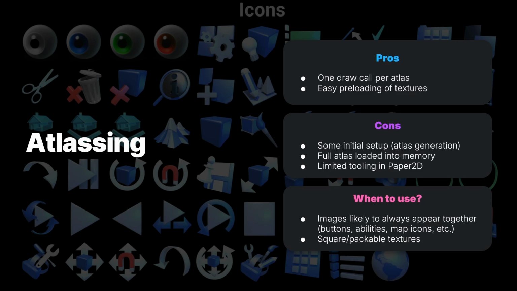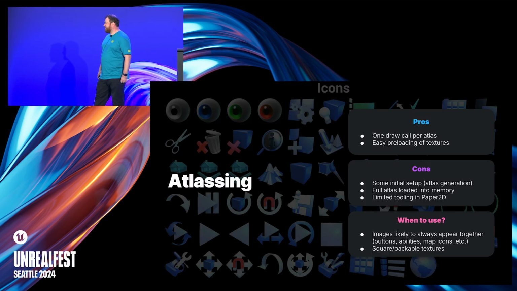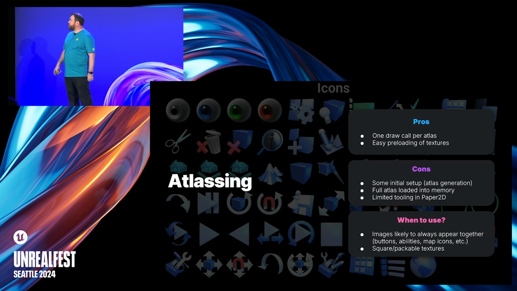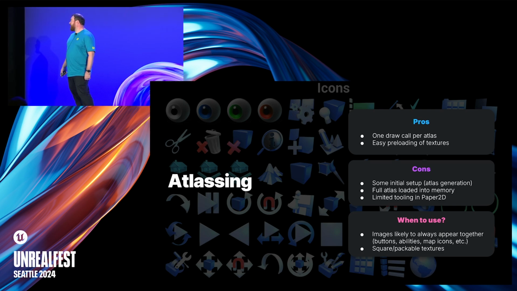The cons are there is some setup involved here. You have to create a sprite sheet. There's tools to do that, but it is an extra step. And if you want to update one icon in your sheet, you're going to have to replace the whole asset. It does load the entire atlas into memory, which is bad if you're only using a little bit of it. Now you've kind of wasted a bit of your memory. And there is pretty limited tooling on this available through the Paper 2D plugin. So we have some basic tools for cutting these out and getting the sprite assets, but it is fairly limited.